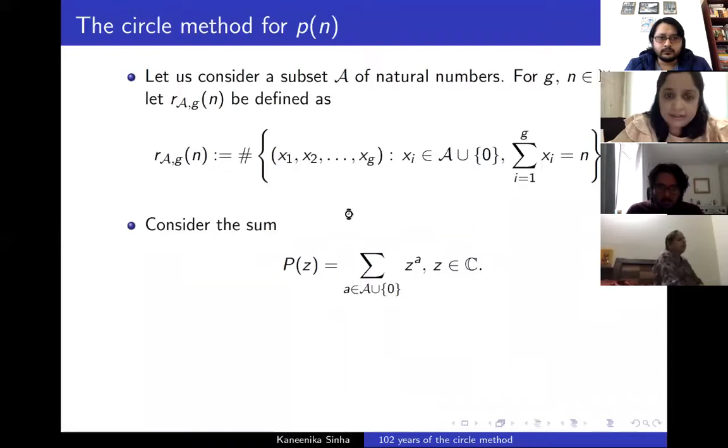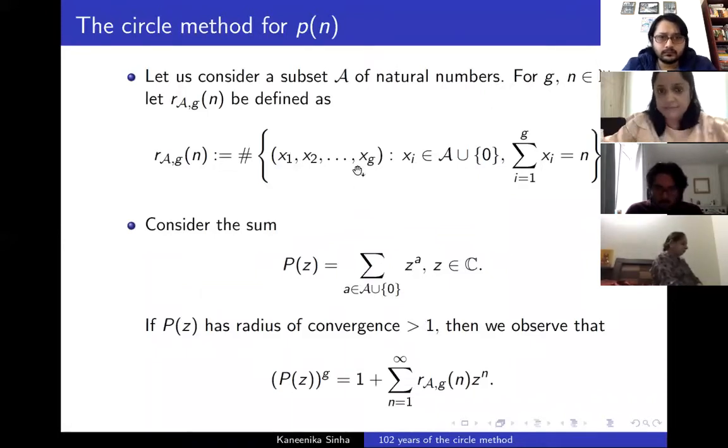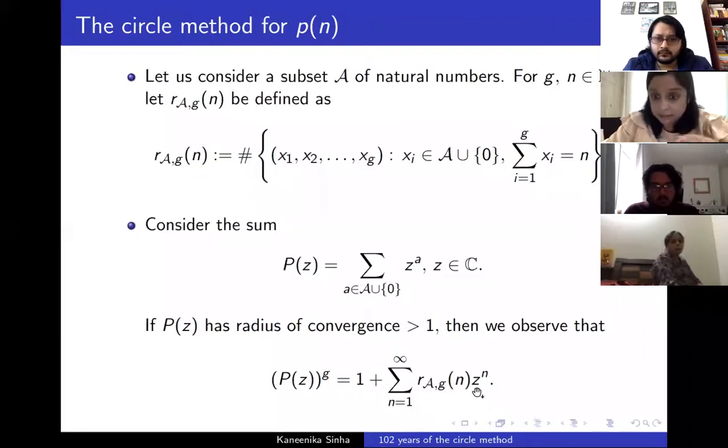And then if this sum has a radius of convergence greater than 1, then inside the domain of convergence, we observe that P of z raised to the power of g can be written as a sum. If you take this whole sum and raise it to the power g and do appropriate interchanges of summation, what you end up getting is that P of z raised to the g can be written out as a power series expression around z equal to 0, where the coefficients are these representation numbers that we are after.